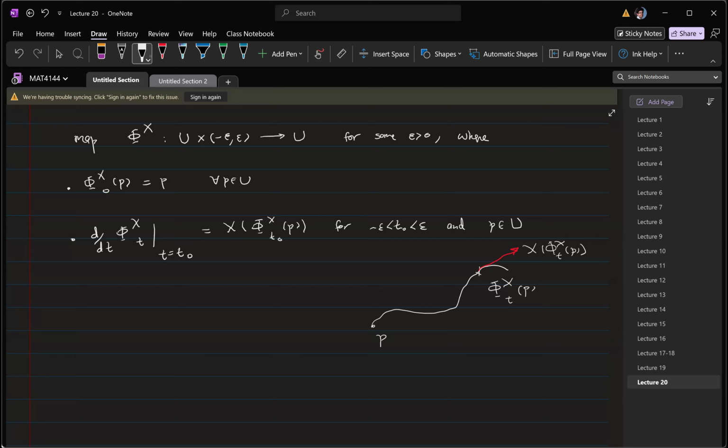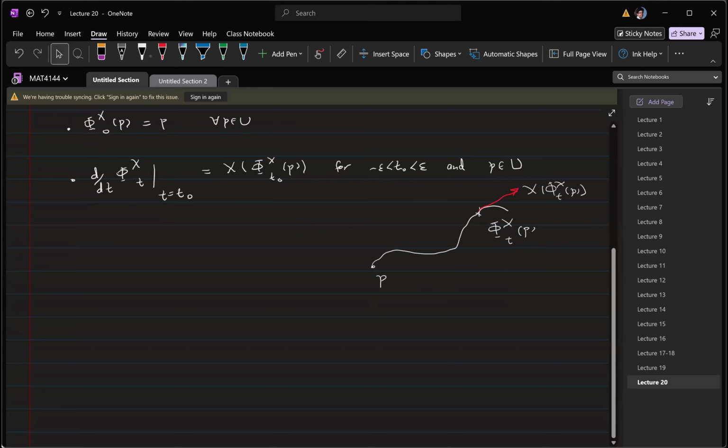Okay, and now when you have a flow, you can now differentiate your vector field, or rather differentiate functions along the vector field. What I mean is that you can define the differentiation, partial derivatives of functions. So for any function f from U to R, we define the derivative of the function in the direction of the vector field. This is something like a partial derivative in the direction of the vector X.